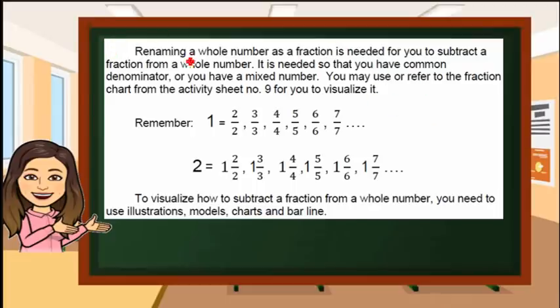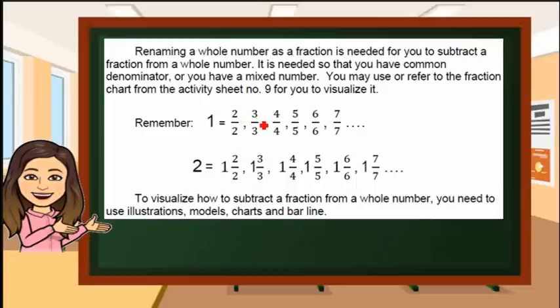Renaming a whole number as a fraction is needed for you to subtract a fraction from a whole number. It's needed so that you have a common denominator or you have a mixed number. You may use or refer to the fraction chart from the activity sheet number 9 for you to visualize it. Remember, 1 whole is equivalent to 2 halves if it is divided into 2 parts. We have already discussed this earlier using the fraction chart, class, remember?